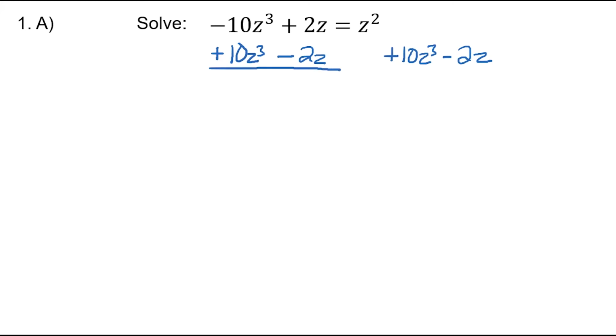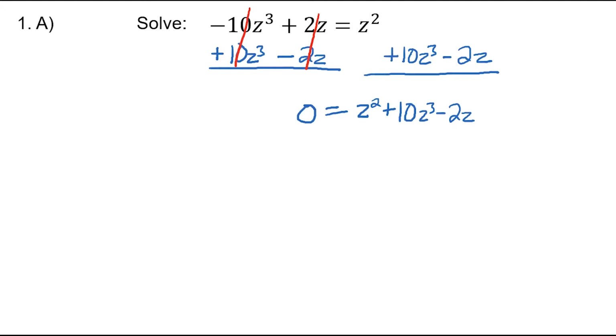Then these two terms will cancel out, and the result that you have is 0. And bring down the equal sign. And so what we have here is z squared plus 10z cubed minus 2z.